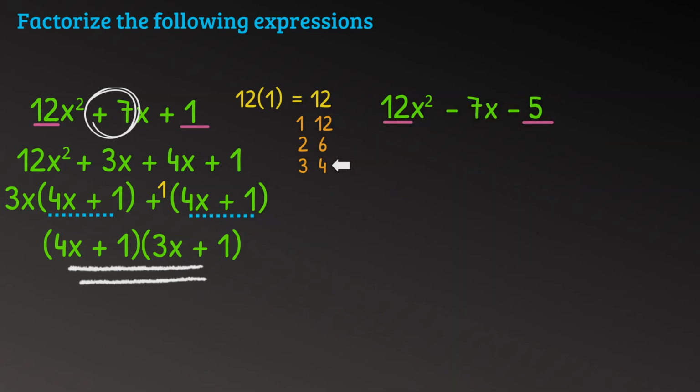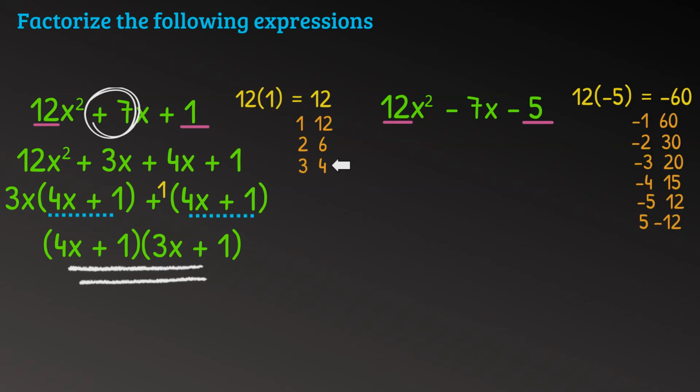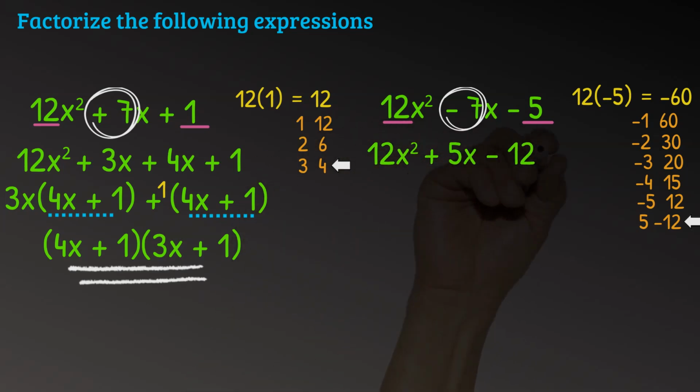Multiplying 12 by minus 5 gives us minus 60, and here are some numbers that multiply together to give us minus 60. However, they also need to add together to give us minus 7, so we use 5 and minus 12. Then we can rewrite the expression replacing minus 7x with plus 5x minus 12x.